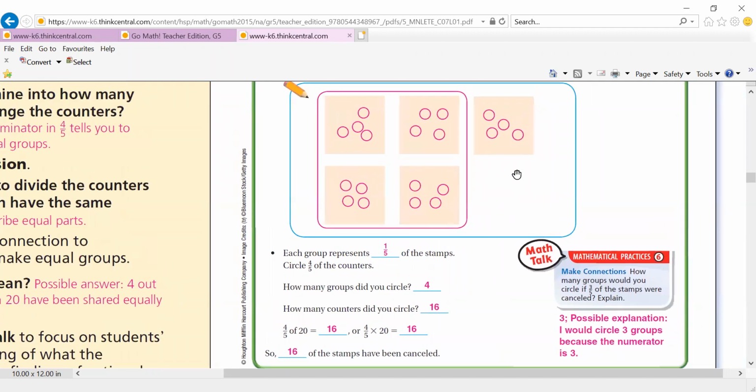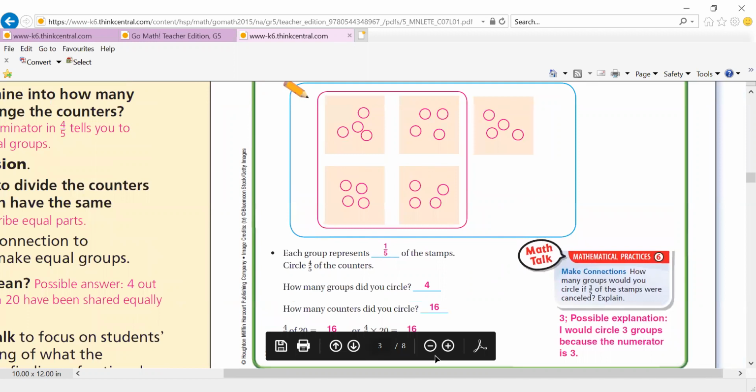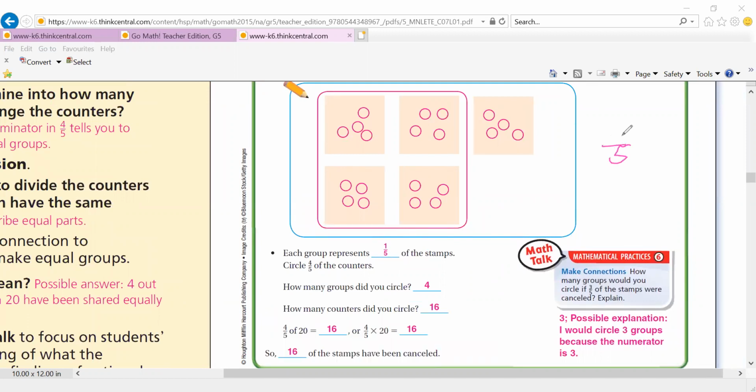Now, how many groups did you circle, girls? 4. Why did you circle 4 groups? See, there are 5 groups. In that, 1 second girls, I'm sorry, my kid fell down. So 5 out of 5, I have to circle 4 groups. First group, second group, third group, fourth group, and fifth group. In that, I will just make a circle. This means this is 4 out of 5.